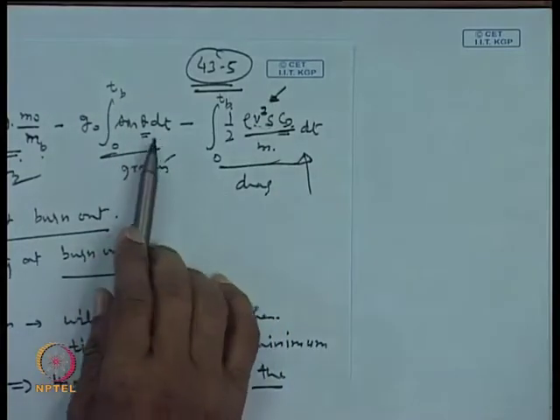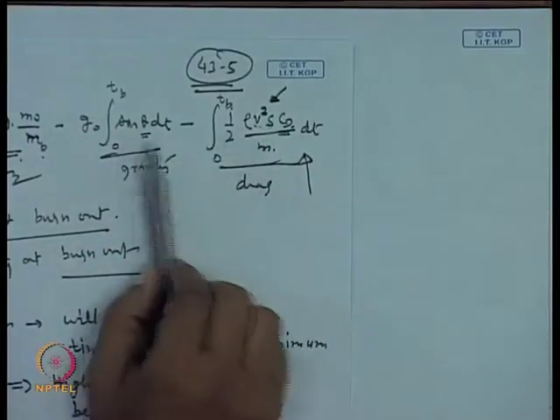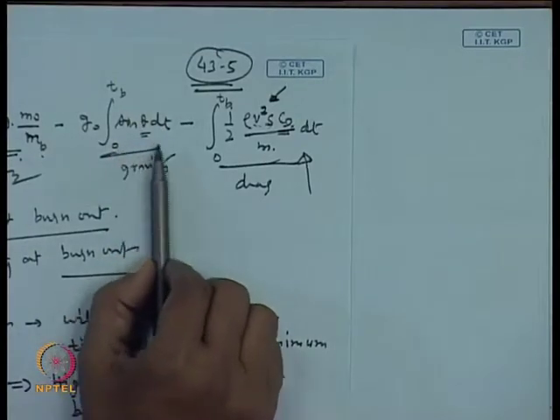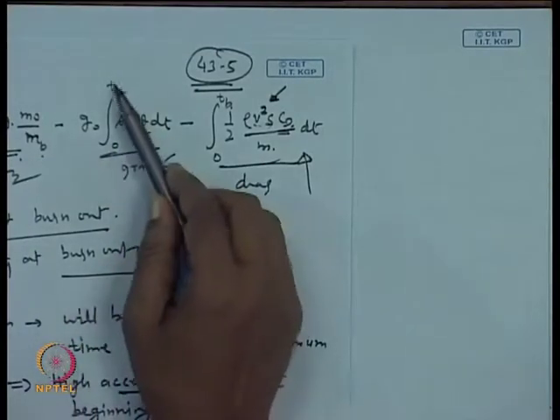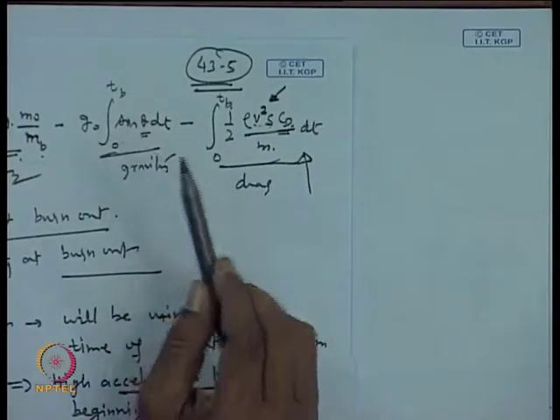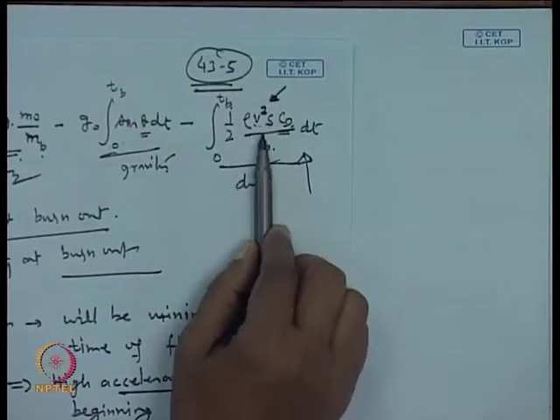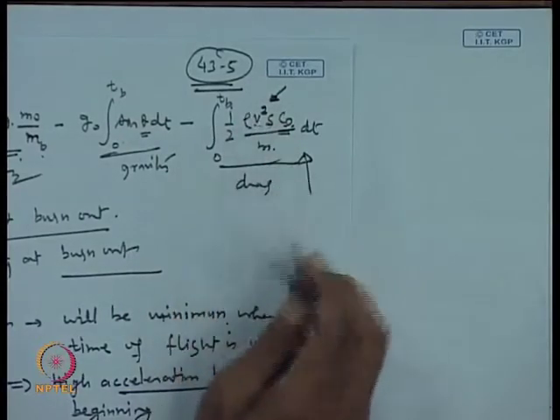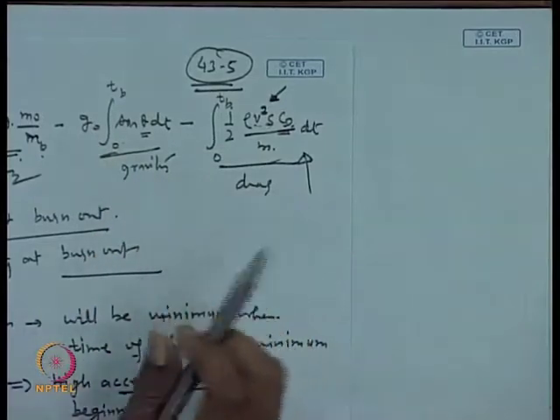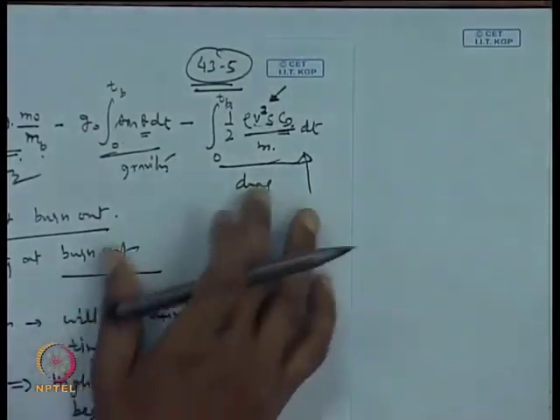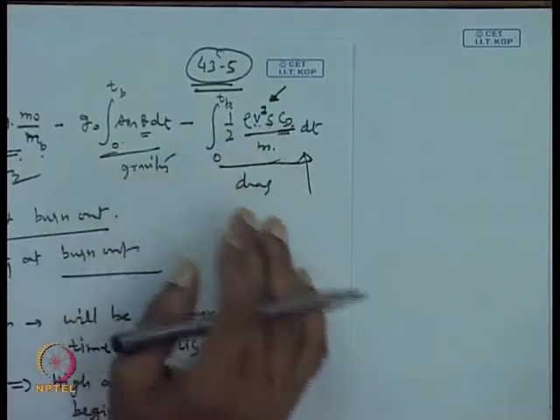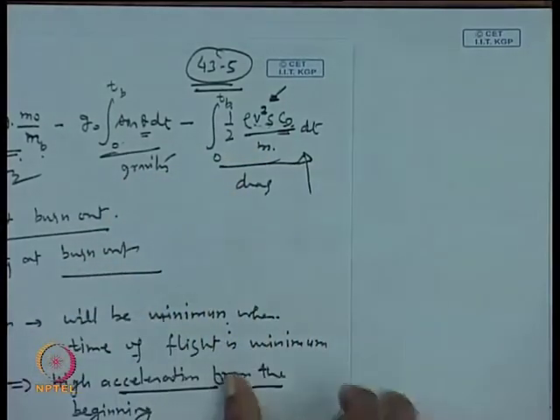So, the two terms are contradictory. This demands that the initial velocity should be very high, so that the time of flight becomes small, and therefore this integrand will become small, while on the other hand this requires that v remains small. So, we have to somewhere optimize this, and this can be done numerically, okay, but not theoretically. So, numerically this can be optimized. So, this is out of scope of this course.